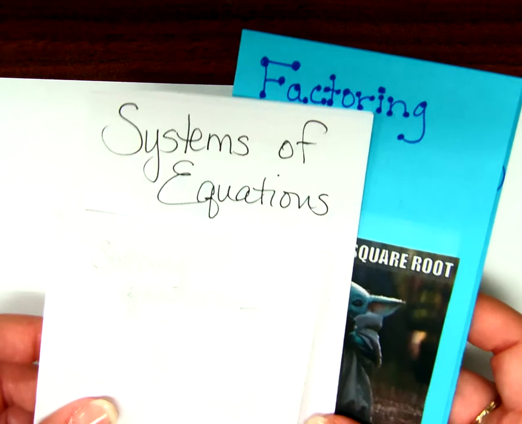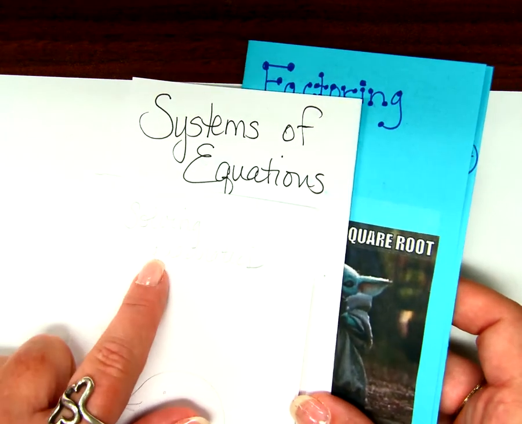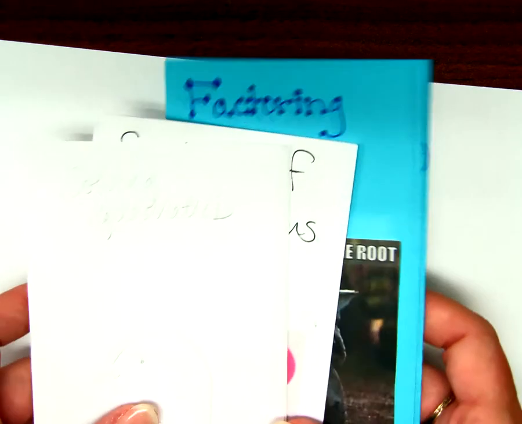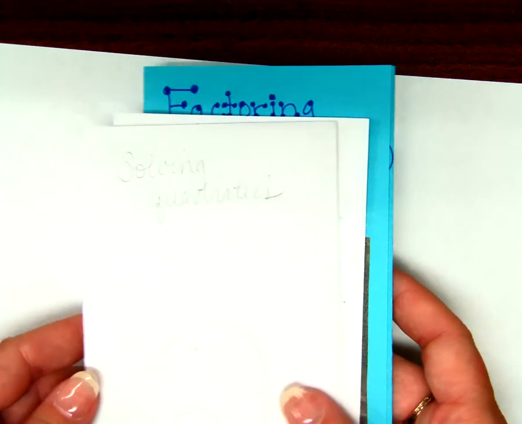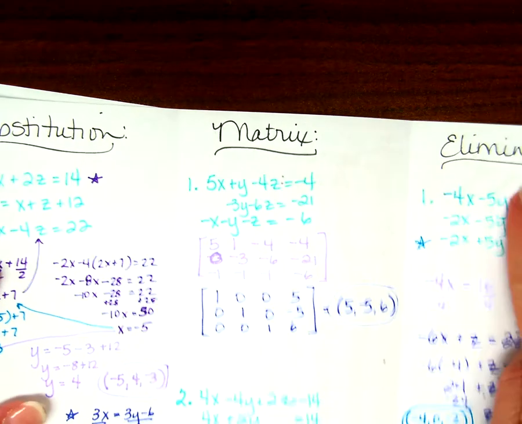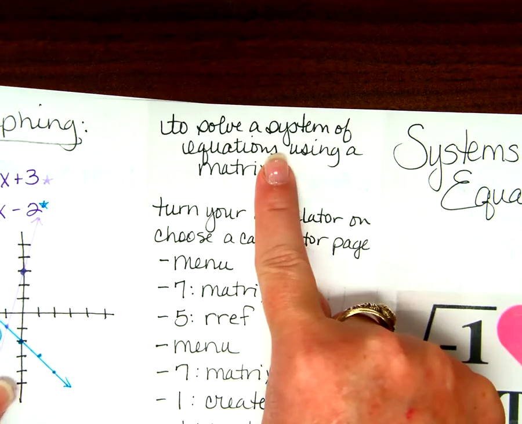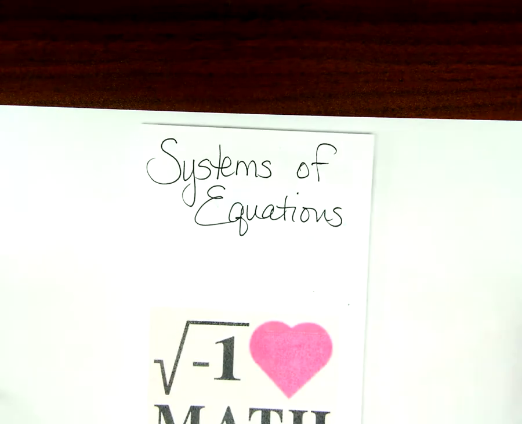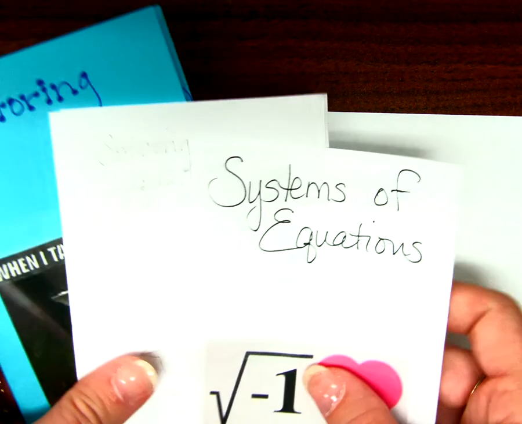You have 3 topics to choose from. Solving quadratics, systems of equations, and factoring. Like I said, the templates of these will be on Google Classroom, so you can go and look at the templates. And what the templates say is, on this side is substitution, matrices, and elimination with 2 examples for each. And on this side, graphing, solving, or way to solve it in a matrix, and the title. So that when you do fold it correctly, everything's in the right place.